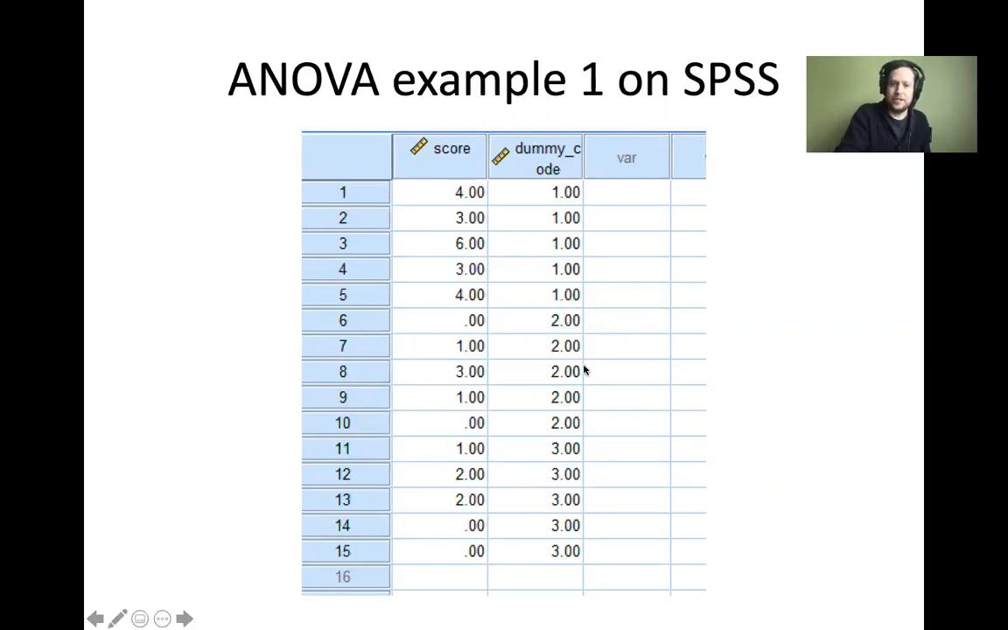It only has 2 conditions, whereas a one-way ANOVA will have as many different numbers that you have to dummy code as you have conditions. We have 3 conditions, so we have 1, 2, and 3 here in our SPSS. So you type things in right here like this into SPSS.